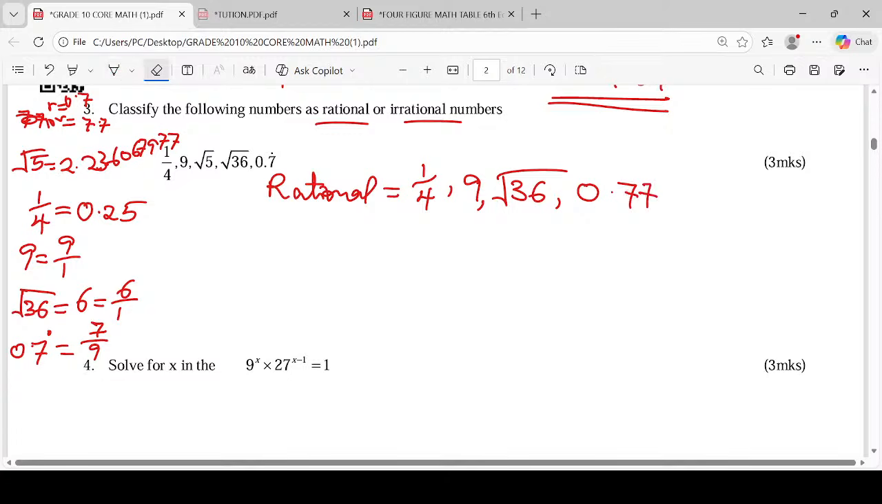This 7 has a dot on top to show that the 7 is recurring. Then we have the irrational numbers. The irrational number here is root 5. That's what you need to know when you are dealing with that particular question.